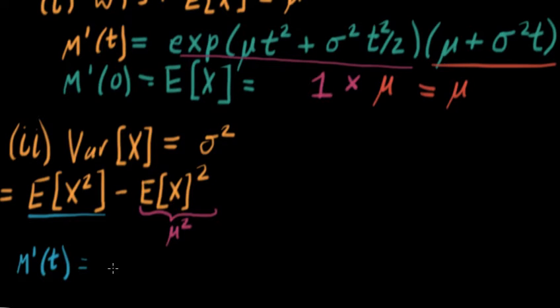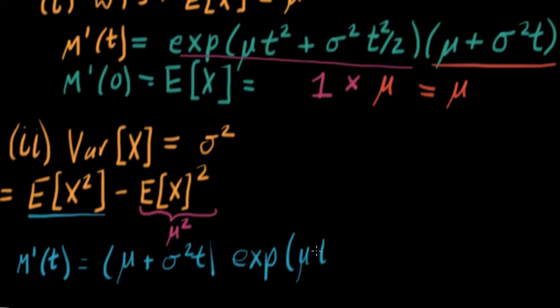Okay, the first derivative is equal to mu plus sigma squared times t, all times e to the mu t plus sigma squared t squared over 2.